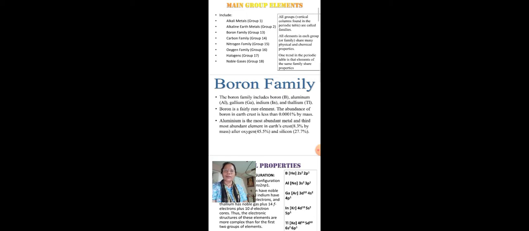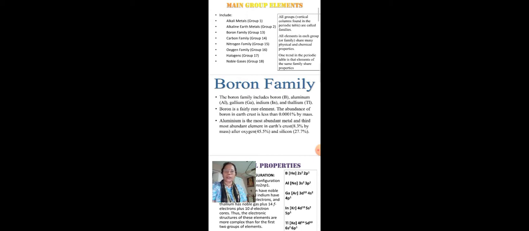Let us see the first, that is group 13 of the p block elements, the boron family. Let us go one by one. Their electronic configuration is ns2 np1, and the periods involved are 2, 3, 4, 5, 6, with configurations 2s2 2p1, 3s2 3p1, 4s2 4p1, 5s2 5p1, 6s2 6p1. These elements are shared in the boron family.